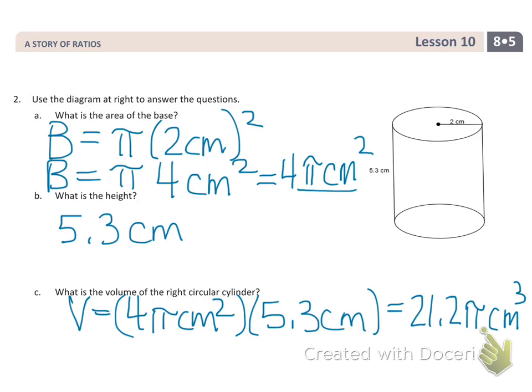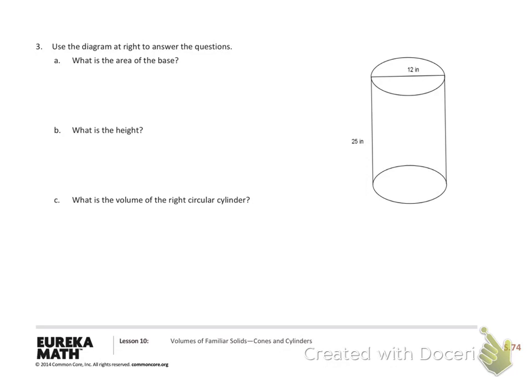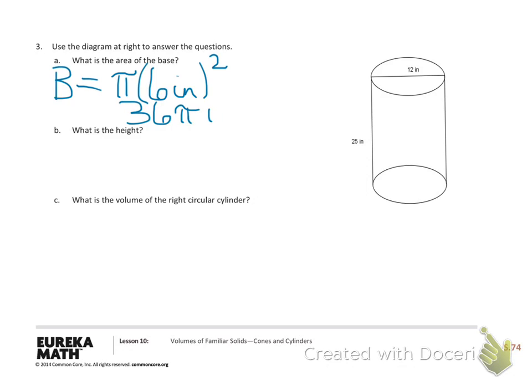Okay, let's look at the next one. The area of the base. What is the area of the base? Well, the area of the base, big B, is equal to pi times the radius squared. So the radius in this case is 6 inches. So we've got 6 inches squared. So the area of the base is 6 times 6, which is 36 pi inches squared.